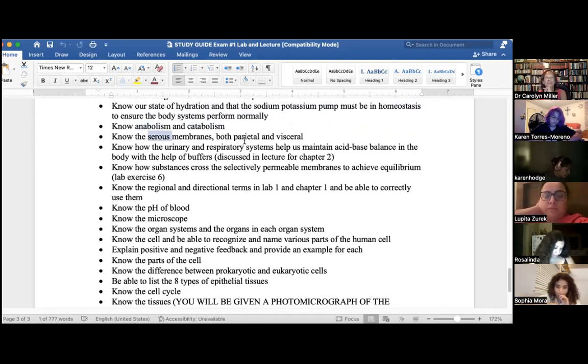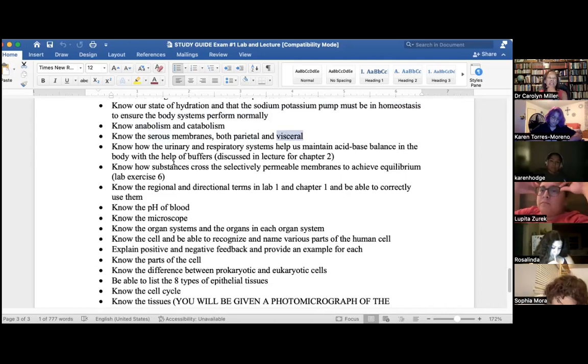I keep saying parietal. Pleural, pericardial, peritoneal. And within those three, it can either be parietal for the cavity or visceral. So pleural for the lungs, pericardial for the heart, and peritoneal for the abdominal pelvic cavity, specifically around the intestines.